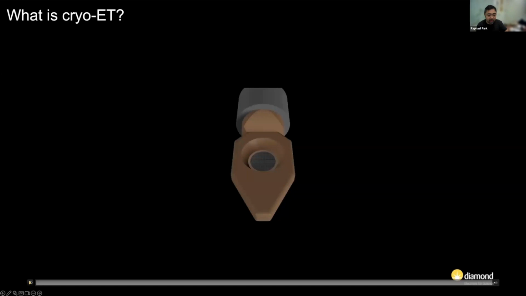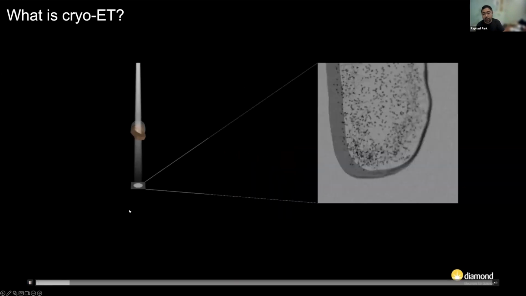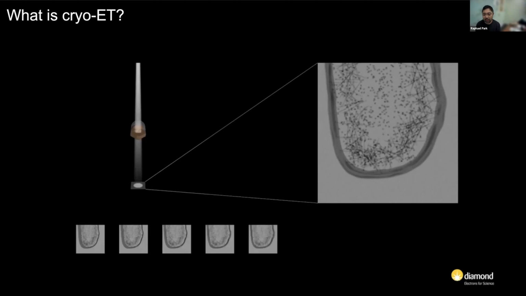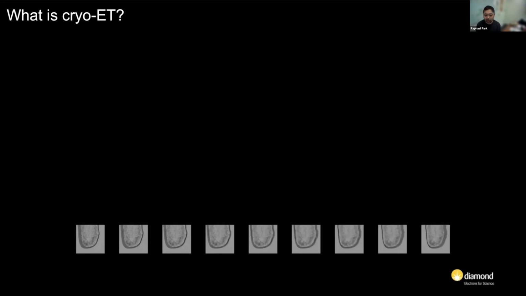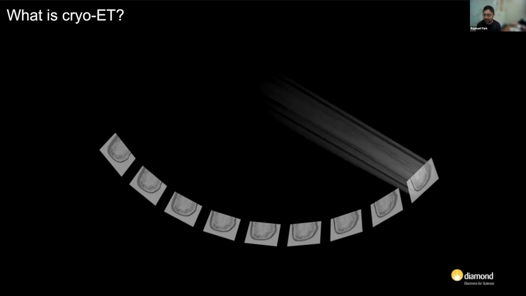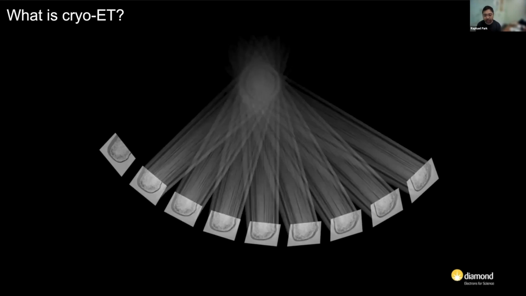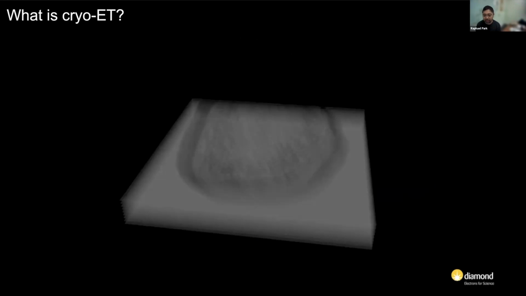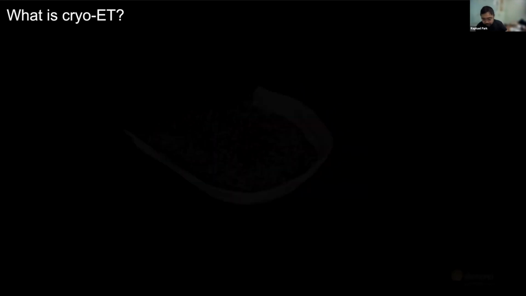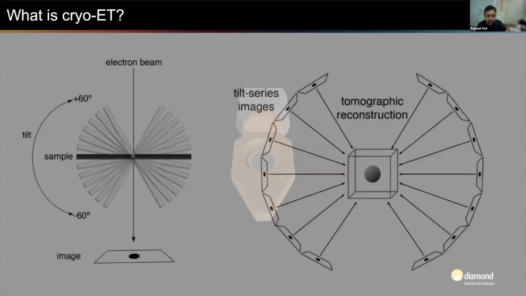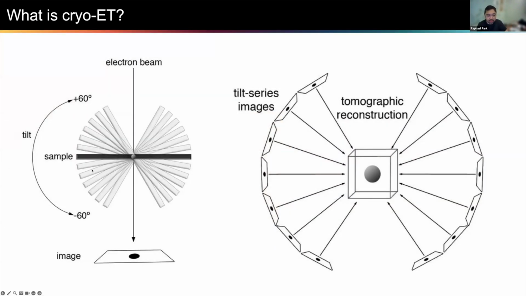So the main difference from single particle cryo-EM is that in cryo-ET we tilt the stage. So we take 2D projections of our object at different tilt angles. We back project those images, using computational methods, to get to the 3D image of our specimen. So here's a simple diagram of that same movie I just showed you. We tilt usually between plus and minus 60 degrees, with increments anywhere between 2 degrees to 3 degrees.